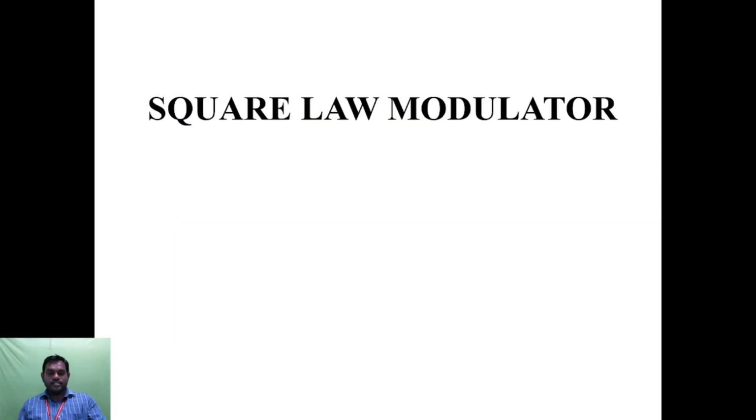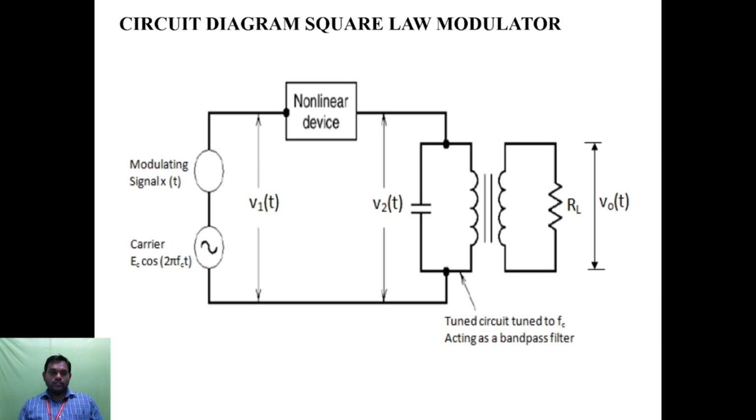So next we will discuss another type of AM modulator. It is called the square law modulator. It is also one type of linear modulator or AM modulator. So this is the circuit diagram of the square law modulator.